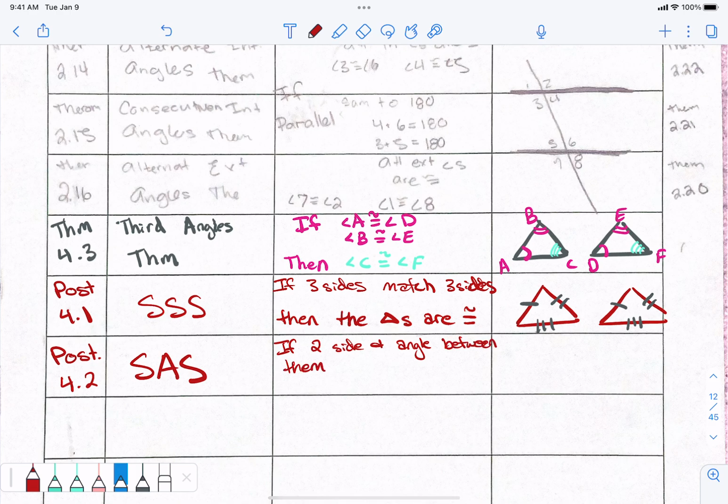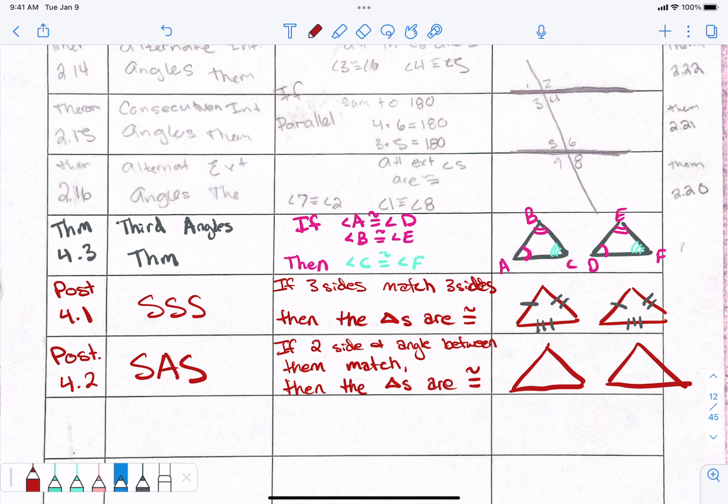If 2 sides and the angle between them match, then the triangles are congruent. Wait, for the top one? Yes. Oh, yeah, just kidding. If 2 sides and the angle between them match, then the triangles have to be congruent. We don't have to talk about the other side and the other 2 angles. They have to be congruent.